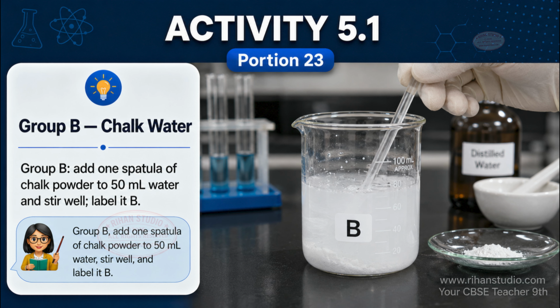Activity 5.1. Group B. Add 1 spatula of chalk powder to 50 milliliters water and stir well, then label it B. Group B. Add 1 spatula of chalk powder to 50 milliliters water, stir well, and label it B.